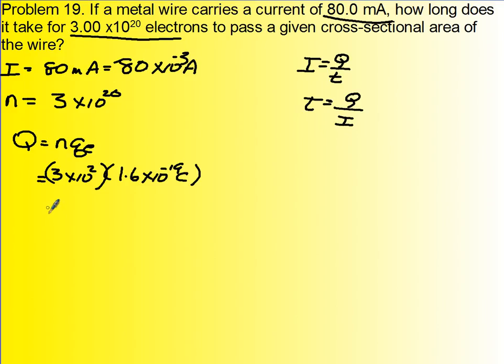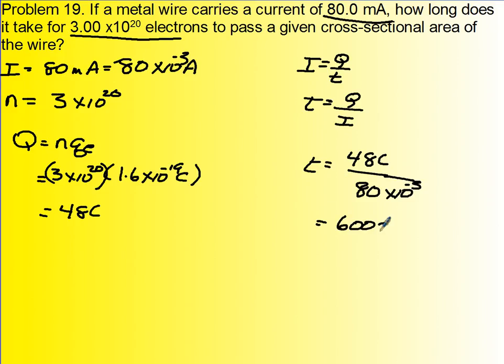And I need a 20 there. Whoops, I always make mistakes, folks. It's 48 coulombs. So the time it's going to take is the total charge, which is 48 coulombs, divided by the current, which is 80 times 10 to the negative 3 amps. So you wind up with a time of 600 seconds.